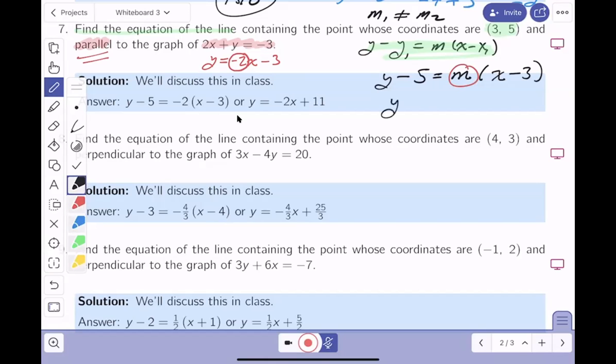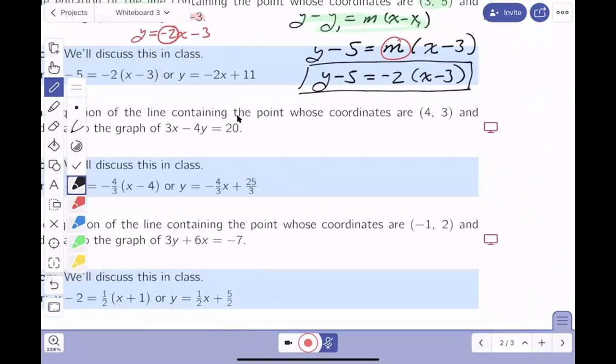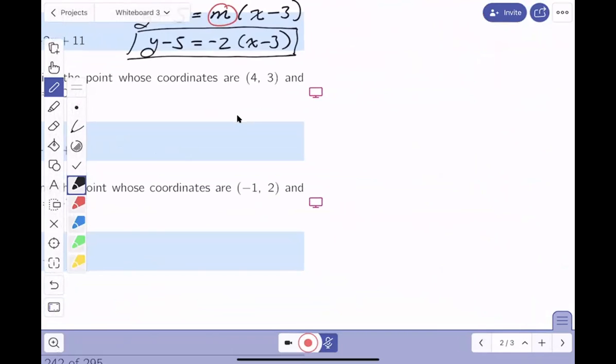So y minus 5. Again, if they're parallel, the slopes are equal. Minus 2, x minus 3. I'm going to put a box in that indicating that's a fine answer. I realize WebAssign sometimes says they want you to solve for y. Let me go through that with you. And if you did that, you would get y minus 5 equals minus 2x plus 6.